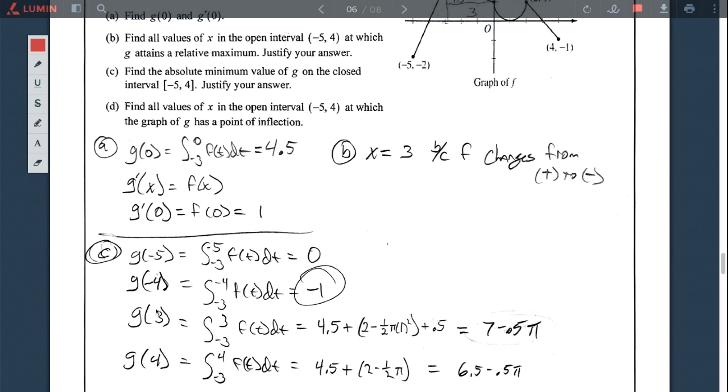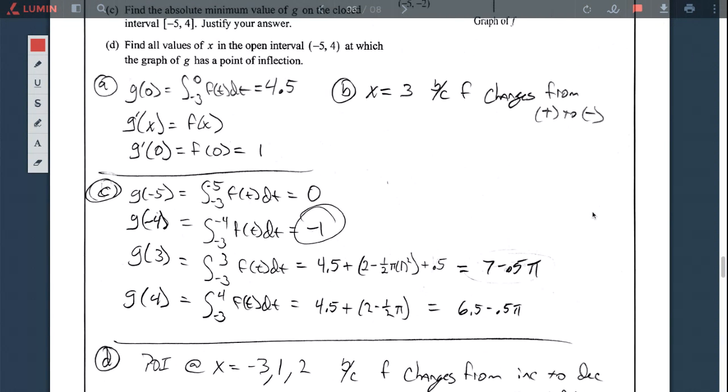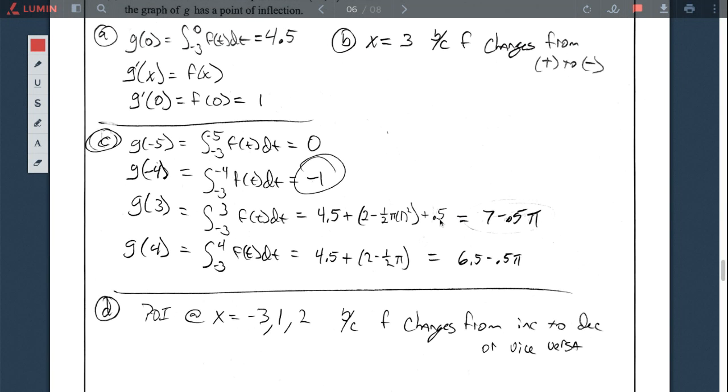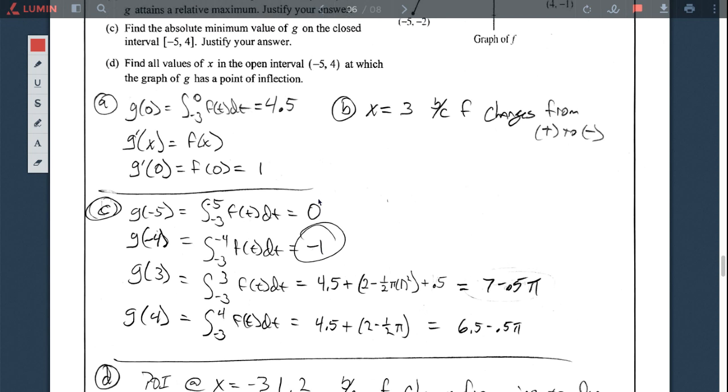I go to g of 4. G of 4 is going to be the same as g of 3, except I've got to go minus that last 0.5. So 7 minus the last 0.5 is going to give me 6.5 minus 0.5 pi. And my minimum, as you see, is going to be the negative 1, minimum value. Remember, when it says value, that means they want the y value. So my minimum y value is negative 1.